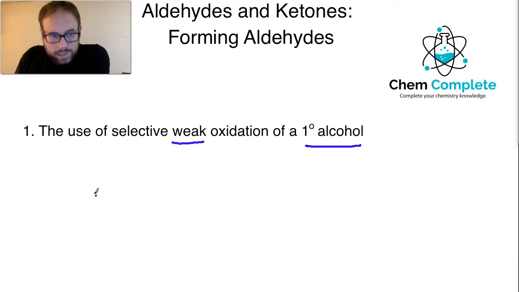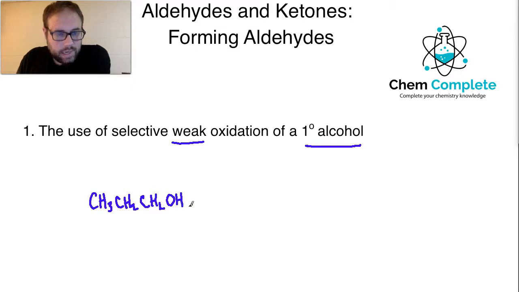So for instance, let's go ahead and use propanol as our example. So if I have a propanol and I would like to have it undergo a selective oxidation into an aldehyde, the reagent that I would use is going to be PCC, and that stands for pyridinium chlorochromate. Okay, it's like a pyridine salt with a chlorochromate that is attached, and that is a weaker oxidizing reagent. So PCC is the oxidizer of choice.